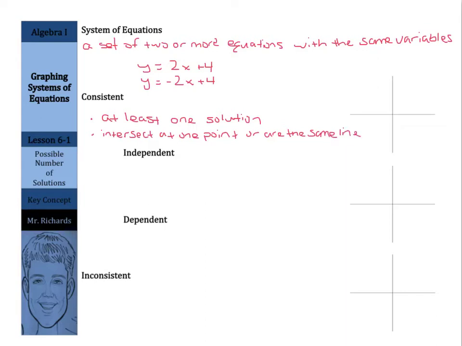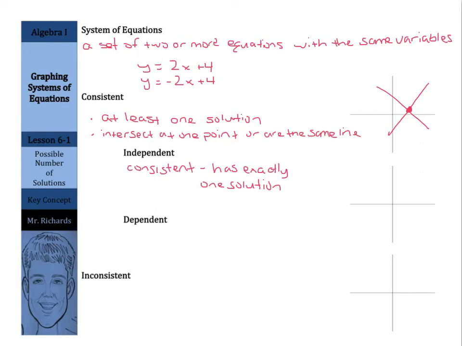Now, if a system of equations is described as being independent, that is consistent, and it has exactly one solution. If I have a line here and another line here, where they intersect there's one solution. So that's an independent system of equations.